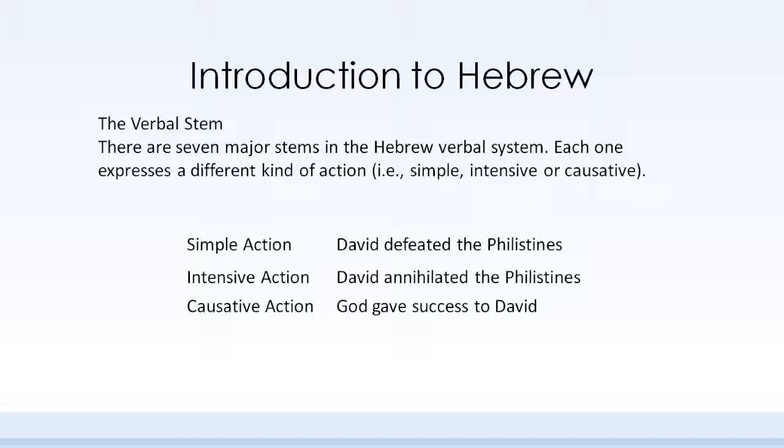In the examples below, we see the statement, David defeated the Philistines. This is an example of simple action. In the next sentence, however, we see David annihilated the Philistines. This would be an example of intensive action, while the final sentence is God gave success to David. This expresses causative action.